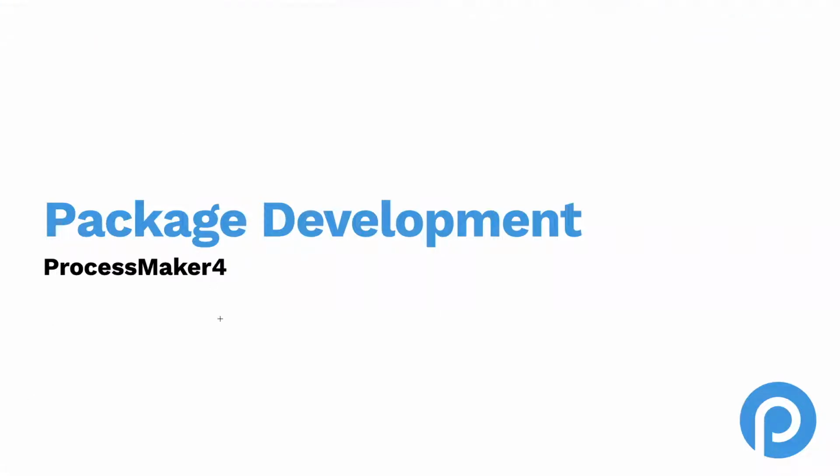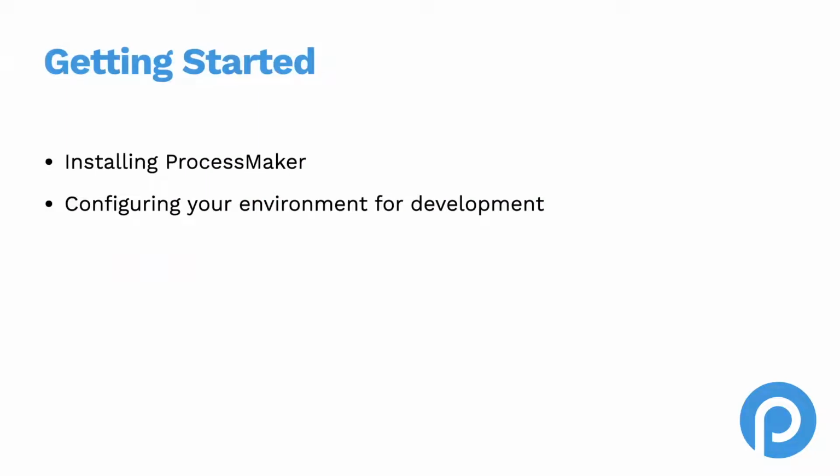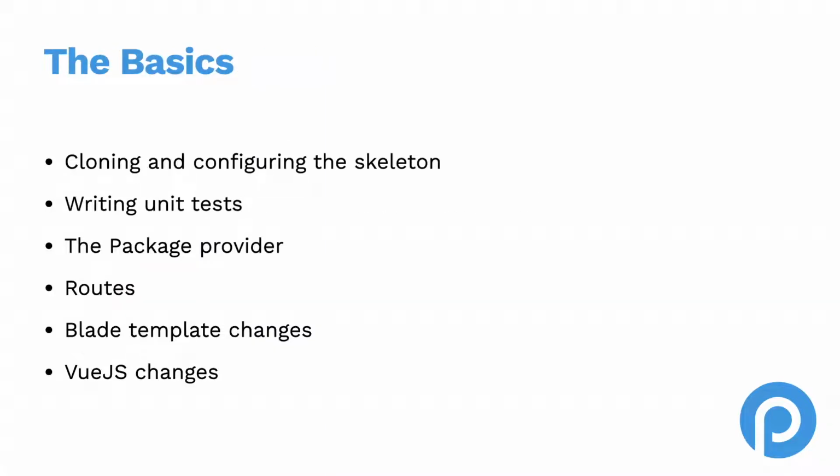Yeah. Okay, perfect. So today we're going to talk about package development for ProcessMaker 4. And we have 4 key areas that we want to get through. First one is getting started. So we want to talk about installing ProcessMaker and configuring your environment for development. We're going to do this all totally from scratch, so you can see how we get started at the very beginning. Then we're going to go through the basics. So we're going to go through cloning and configuring the skeleton package. We're going to talk about writing unit tests, the package provider, routes, blade template changes, and Vue.js changes.